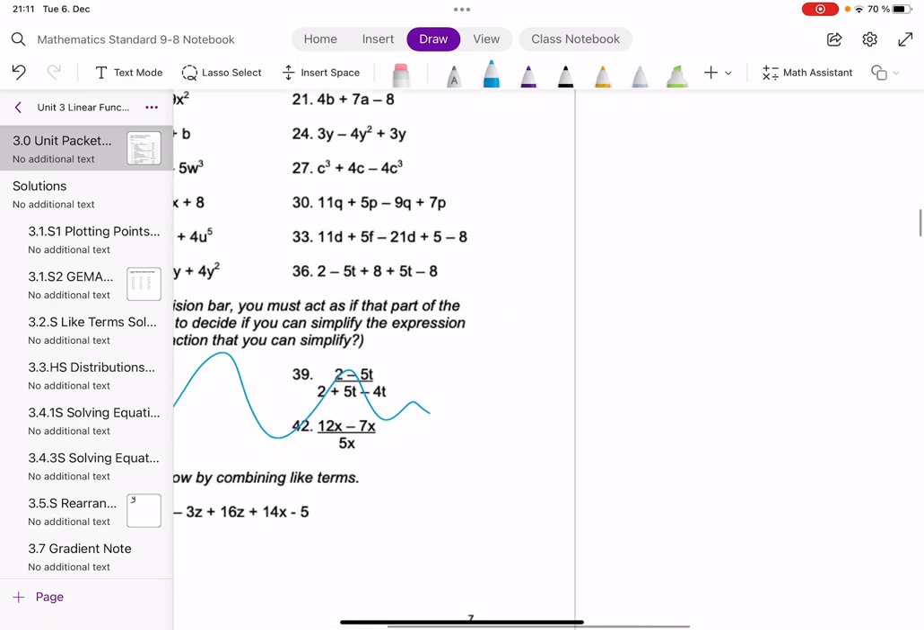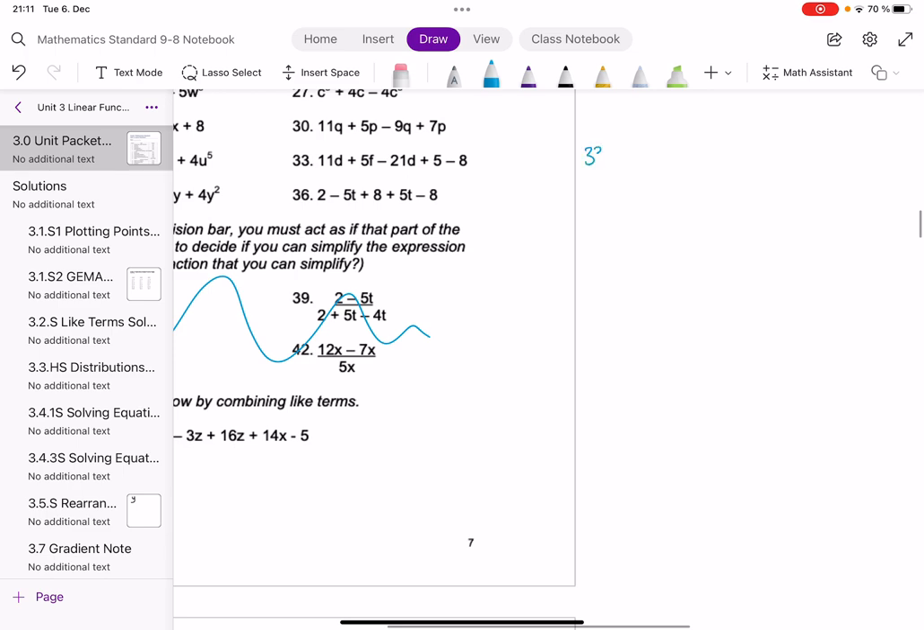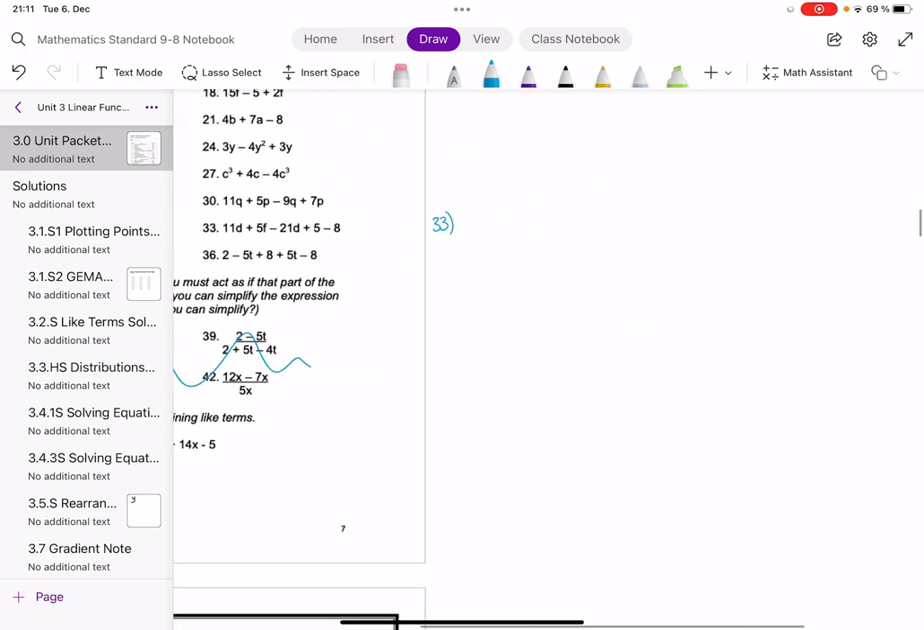So if I was doing question 33, there's not room to do this on here. So I would be doing this in my notebook. So here is the question. That would be the first step. Okay, I'm going to go through alphabetical order. So I'm going to do the d's first. 11d minus 21d, that's negative 10d. Then I'm going to do the f's plus, there's only one f term. Okay, that's easy. And then I'm going to do the constants. Constants come last. So 5 minus 8, that is minus 3.